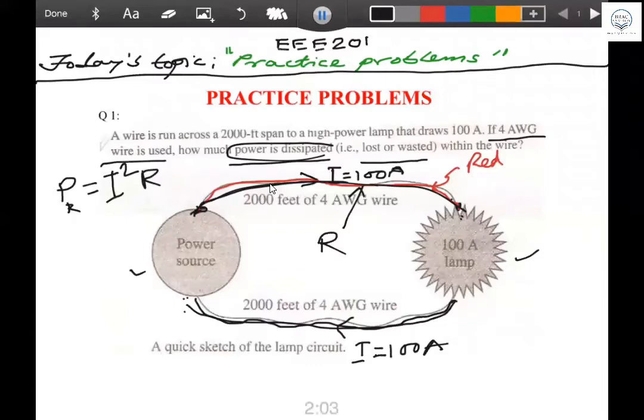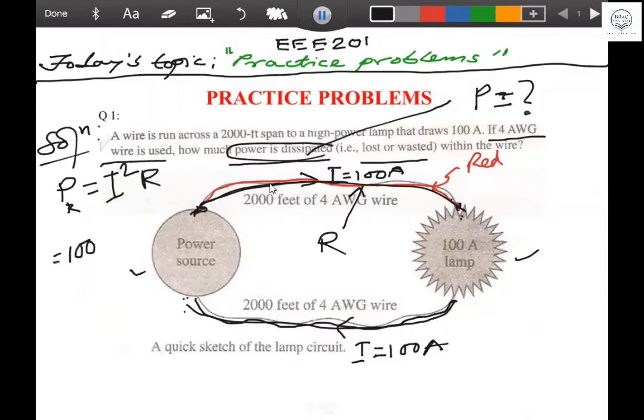So our question is, P equal to what? And the solution is, P equal to I square R will be the equation we are going to use. Now, for this I square, what is I? You know that I equals 100 ampere. Then what is R?